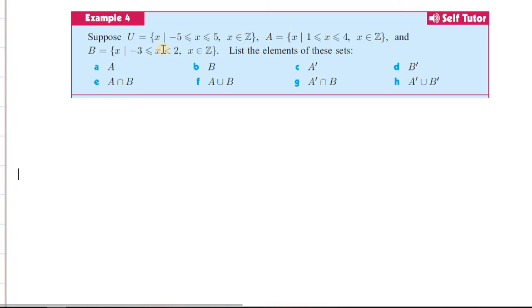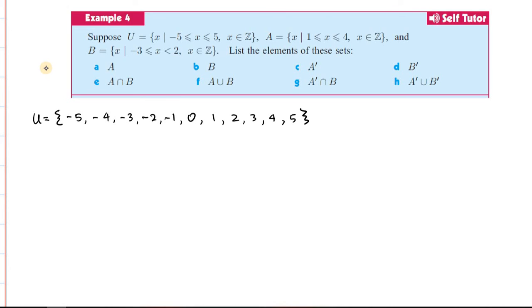So this question is just about listing all of the elements of these sets. It's not always necessary or even possible, but since this is our first example, I'm going to start by listing all of the elements in the universe. So our universe is from -5 to 5. So -5, -4, -3, -2, -1, 0, 1, 2, 3, 4, 5. So that's our universe. All right, let's start with part A.